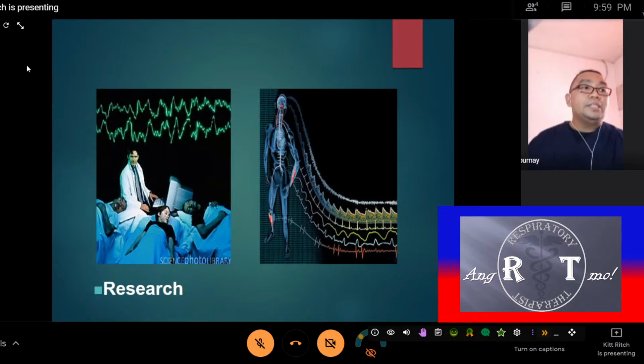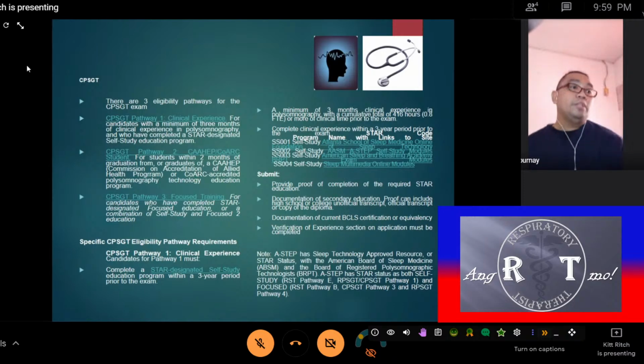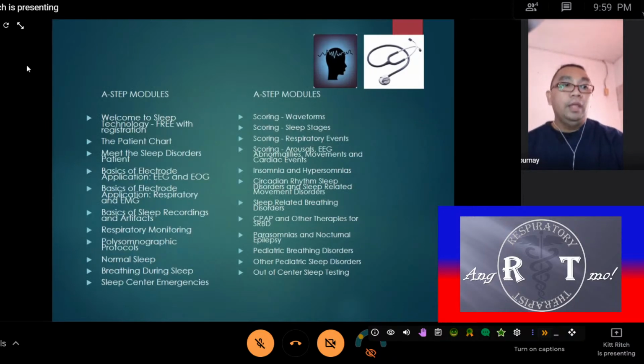Okay. At the same time, this is the requirement supposedly, but I'm going to skip on that one. We're going to look at the scope of the examination that is being given to sleep technologists.